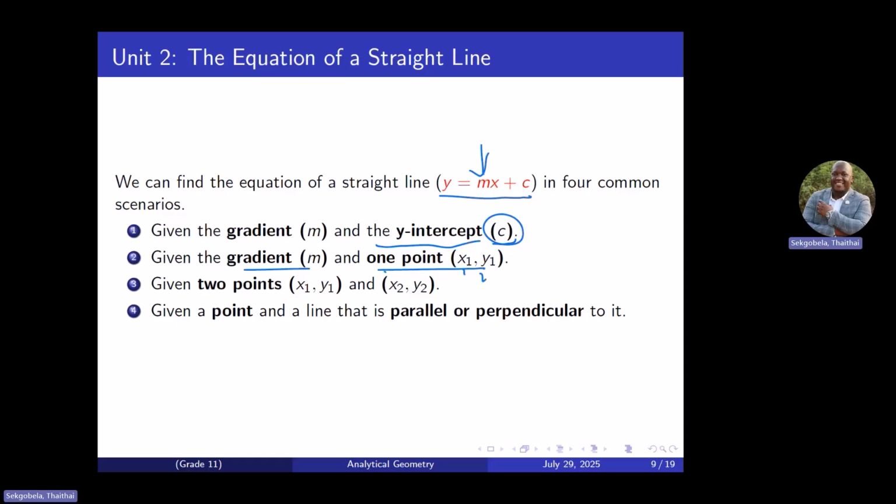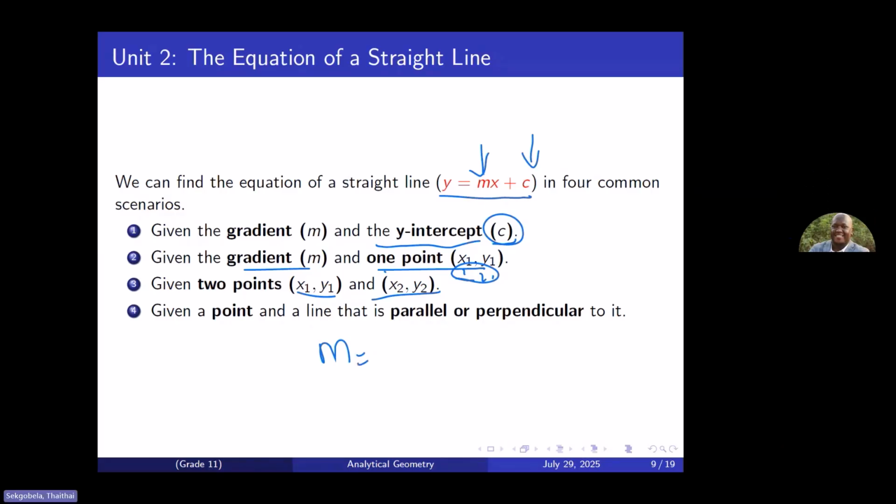The second one: if we know the gradient and one point, which is x1 and y1, you can substitute the two to get your c, which is your y-intercept. Always the case. So now, if you are given 2 points, you can find the gradient using the formula.